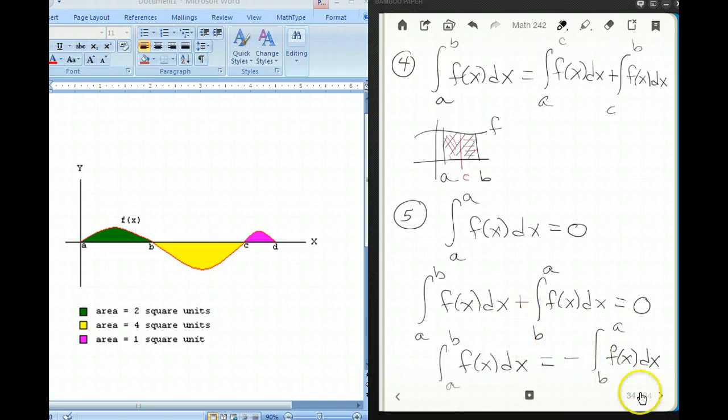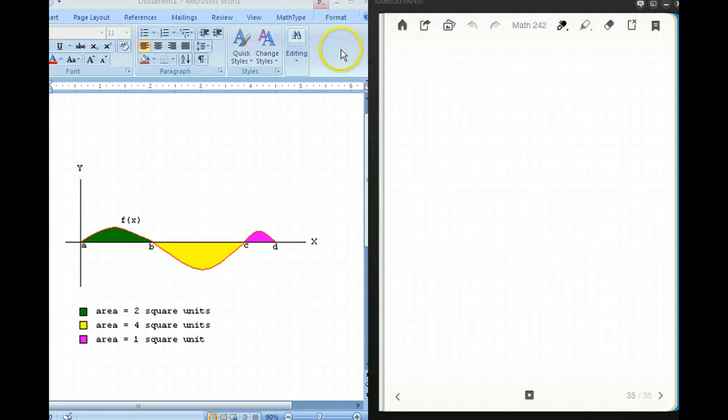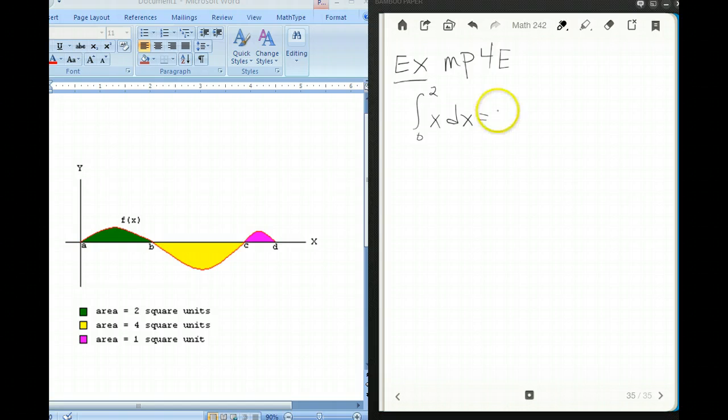All right, so let's finish this video of 13.4 with an example from your textbook. This is matched problem 4, E. In this problem, we're given some information. We know the value of some definite integrals. We know this one's 2. We know this one is 8/3. And we know the integral from 2 to 3 of x squared is 19/3.